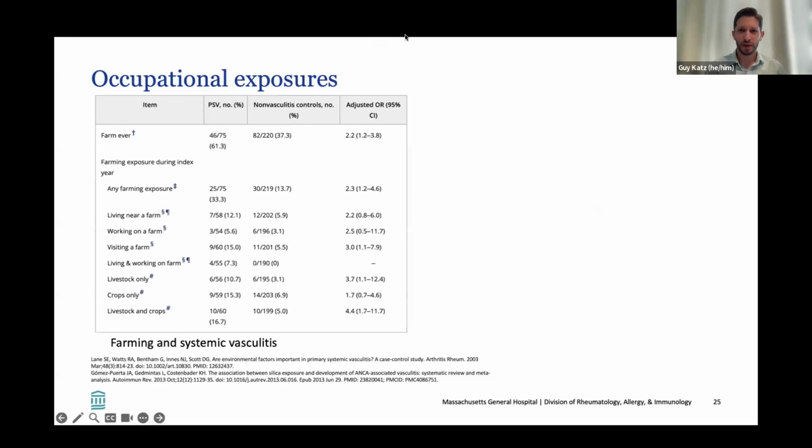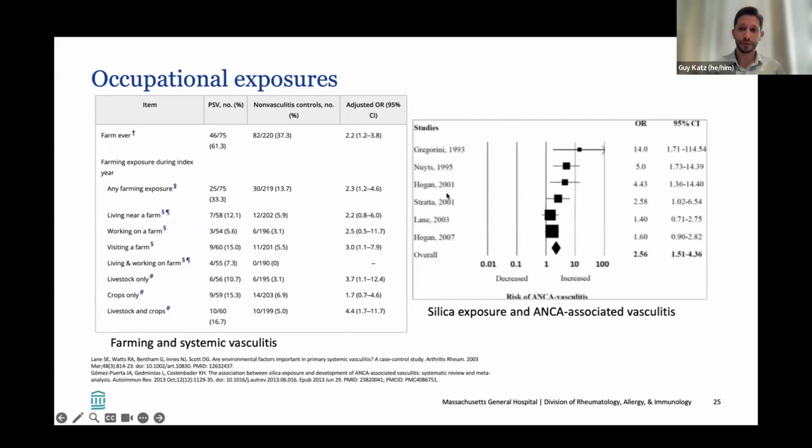Occupational exposures is a term that we use in medicine to give an overview of exposures that people can come in contact with that might be related to certain specific jobs. In this study, they found that being a farmer or living near a farm, and you can imagine there are quite a bit of exposures that can go along with being in or near a farm, was associated with about a double in the odds of developing multiple types of vasculitis.